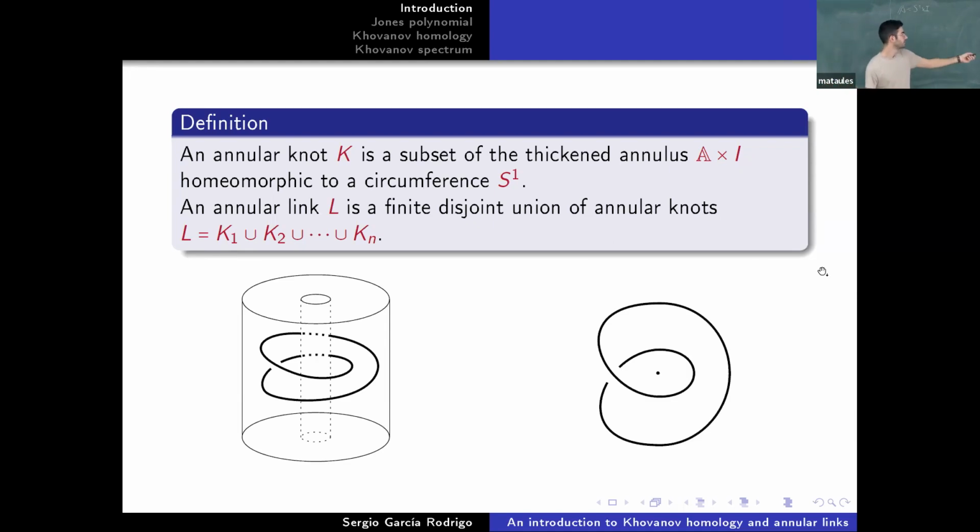Here we have the thickened annulus, and we have a knot and a diagram that represents it. We will represent annular diagrams in a plane with a point removed. So we will be in R2 minus the origin.